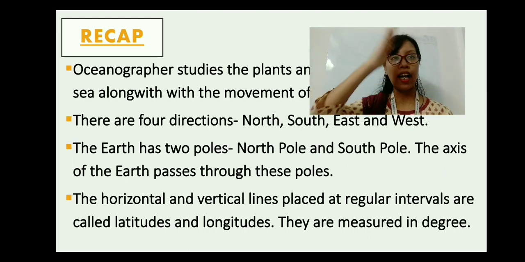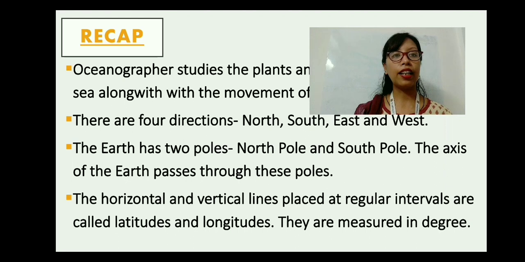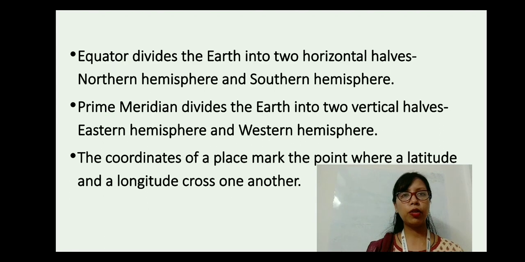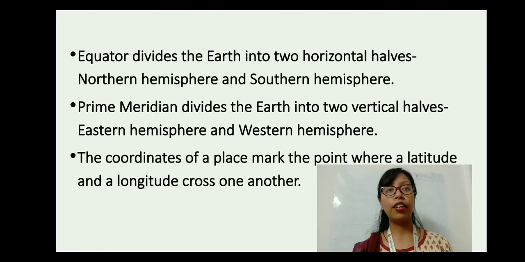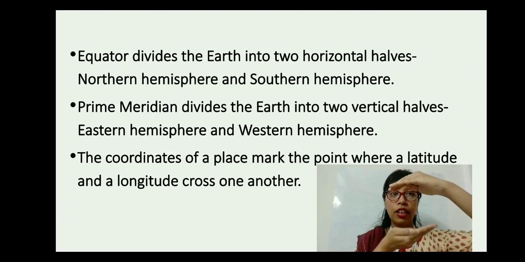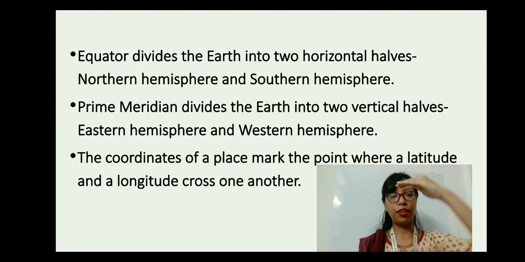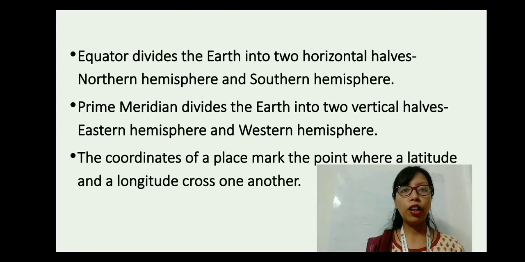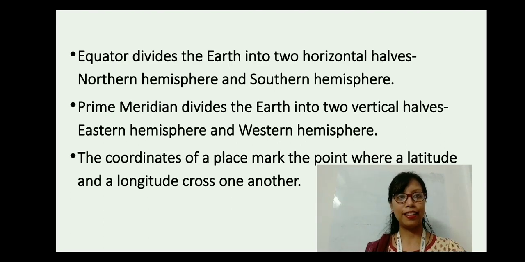The horizontal and the vertical lines placed at regular intervals are called latitudes and longitudes, and they are measured in degrees. Then we have the equator, right? So what is the equator? The equator divides the earth into 2 horizontal halves, the northern hemisphere and the southern hemisphere. Then we have the prime meridian, which divides the earth into 2 vertical halves, the eastern hemisphere and the western hemisphere. And the coordinates of a place mark the point where a latitude and a longitude cross one another.